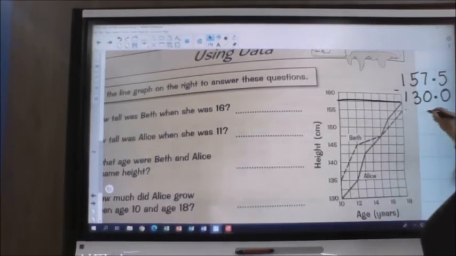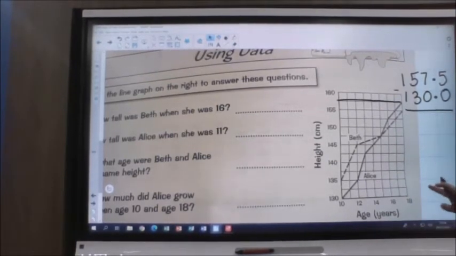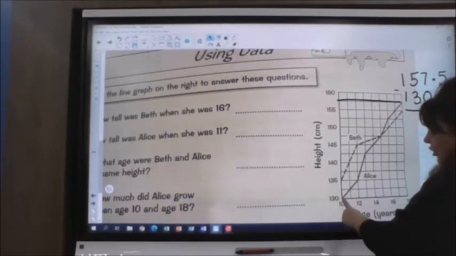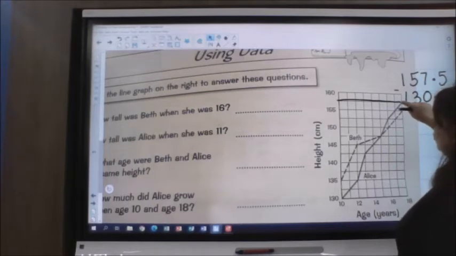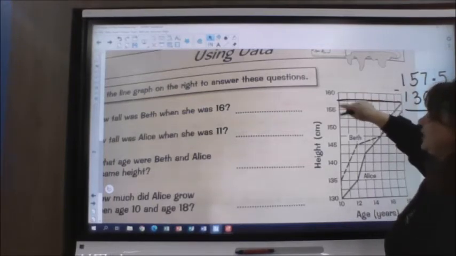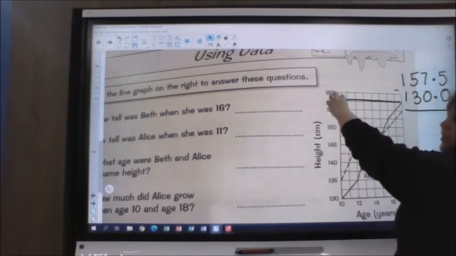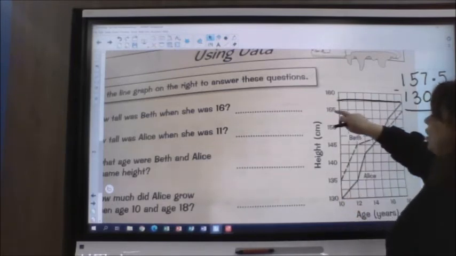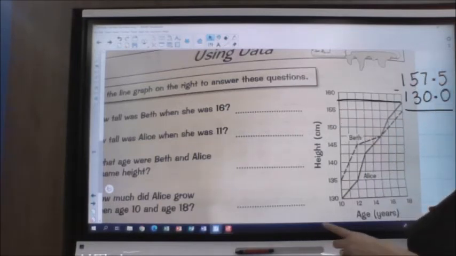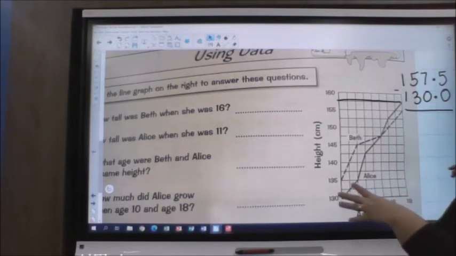Okay, so just to recap that, at 10 she was 130. At 18, if we look at the graph, she was halfway between 155 and 160. So remember, the difference is 2.5. So 155 add 2.5 is 157.5. I'd write it, okay, in this way.